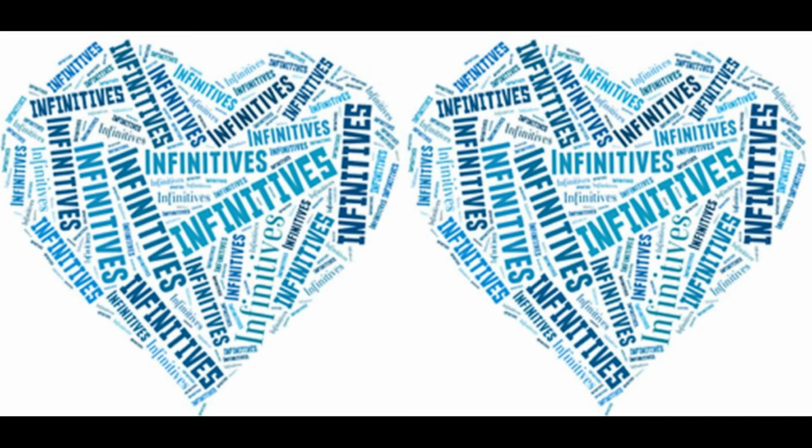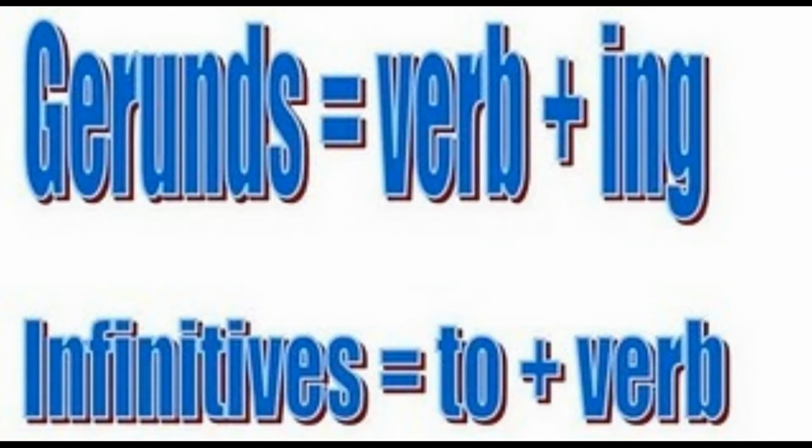So we have verbs that are followed by gerunds, we have certain verbs followed by infinitives, and other verbs can be followed by both gerund and infinitive. For the next, we have a list of such verbs.